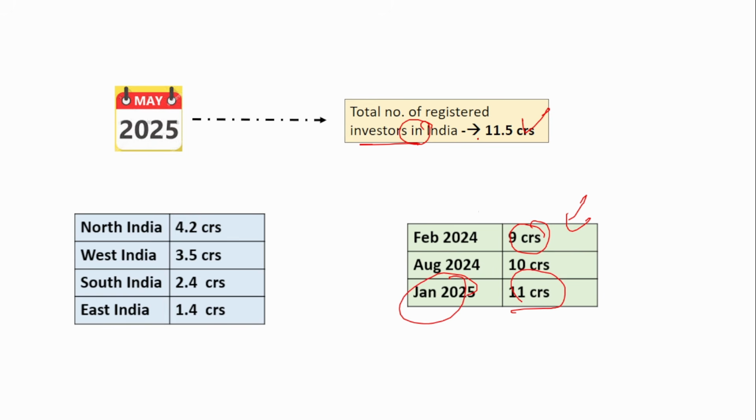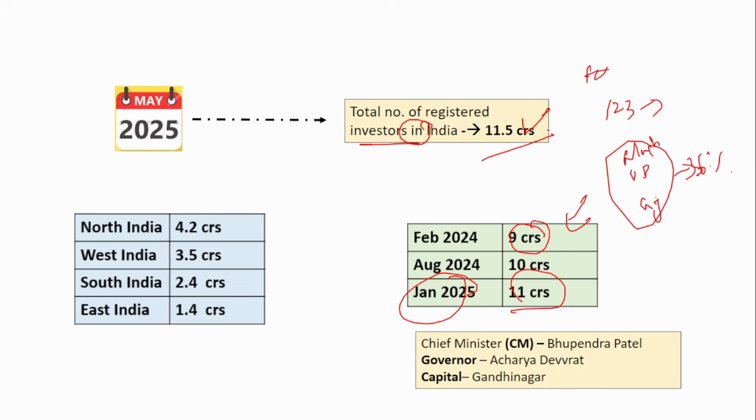Remember, the first, second and third states are Maharashtra, Uttar Pradesh and Gujarat, and together they account for 36%, and the total number of registered investors in India is 11.5 crores. The Chief Minister of Gujarat is Bhupendra Patel and the Governor is Acharya Devrat. The capital is Gandhinagar.